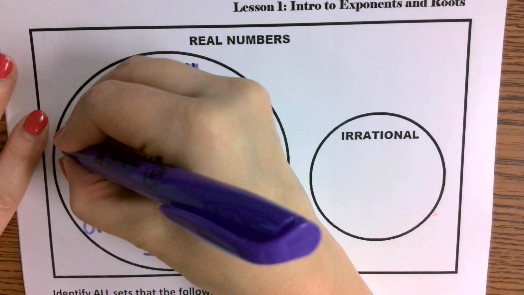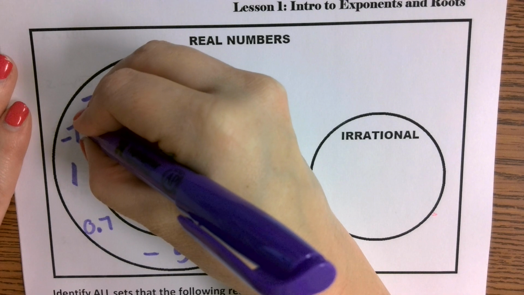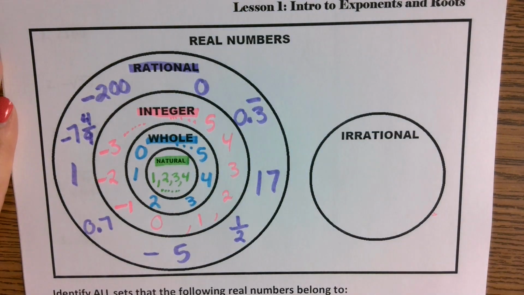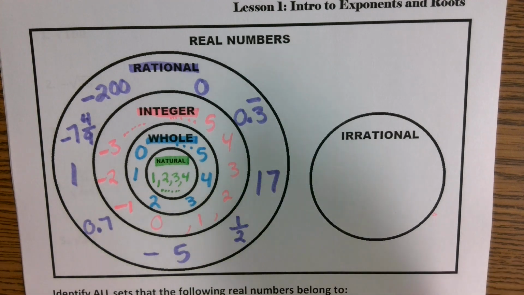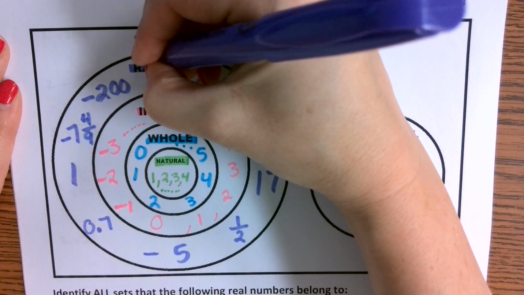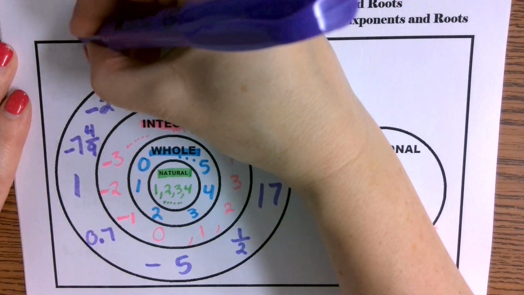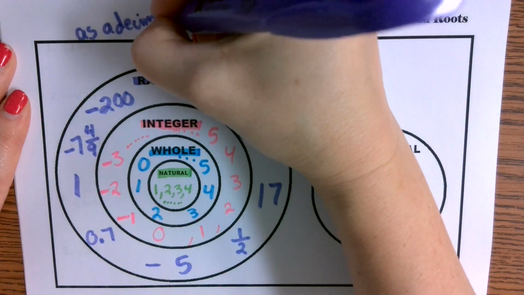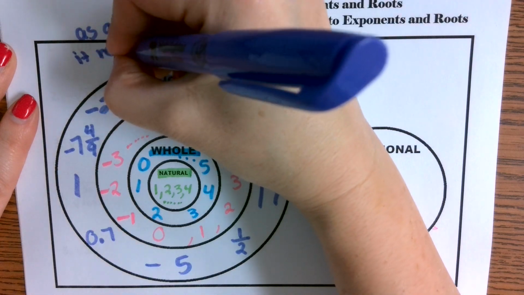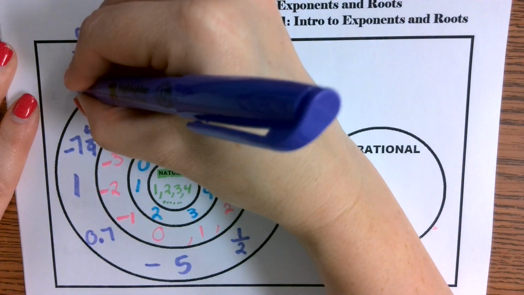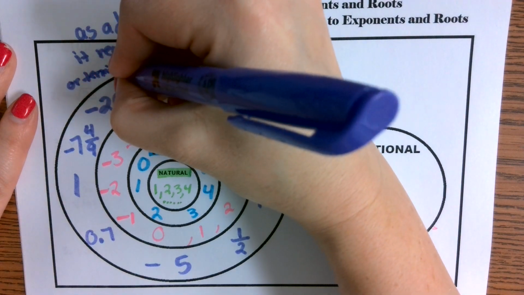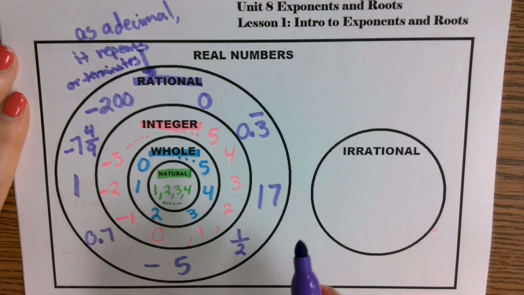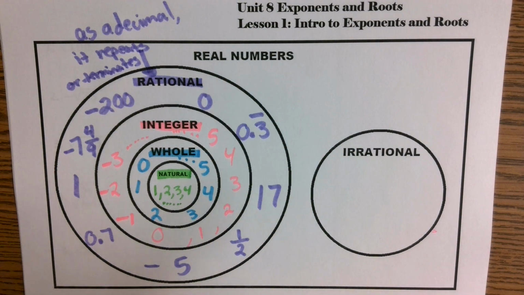Okay, if I write -7 and 4/9, -7 and 4/9 is also considered to be a rational number, because as a decimal, it's negative 7.4 repeated. The 4 would repeat. So the important thing to keep in mind with rational numbers is that as a decimal, it repeats or terminates. It repeats or terminates when it's in its decimal form. That's the important thing about being a rational number.